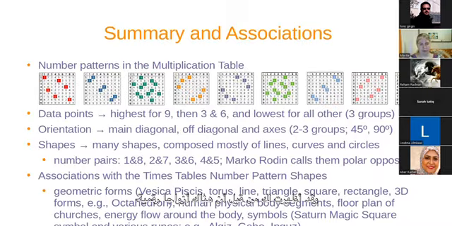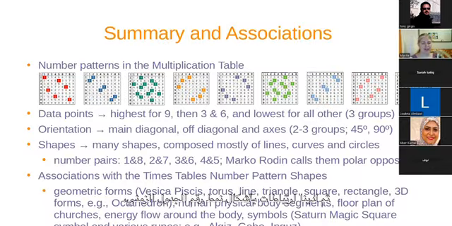And I showed you before that there are number pairs, 1 and 8, 2 and 7, 3 and 6, and 4 and 5. Marko Rodin calls them polar opposites, but he didn't talk about them in those number pattern squares that I do. He talks about their relationship in another way. And then we have associations with times table number pattern shapes.